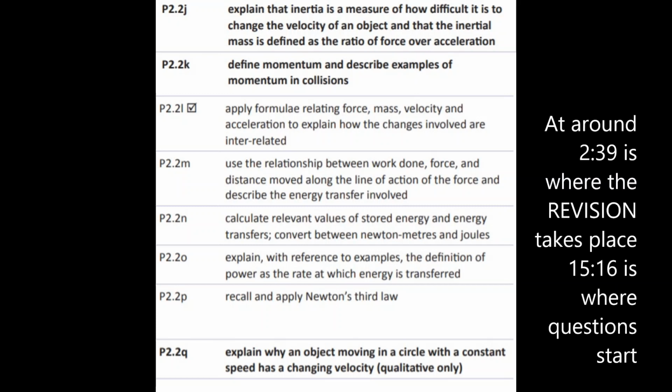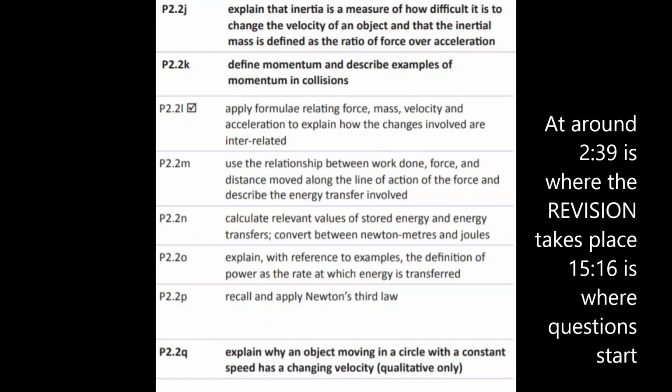Let me go through the objectives. So this is P2.2J. Explain that inertia is a measure of how difficult it is to change the velocity of an object and that the inertial mass is defined as the ratio of force over acceleration. P2.2K. Define momentum and describe examples of momentum in collisions.